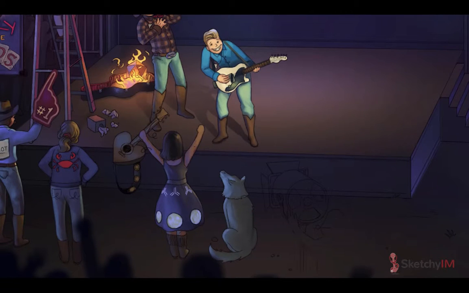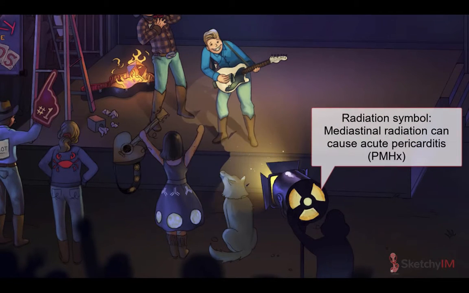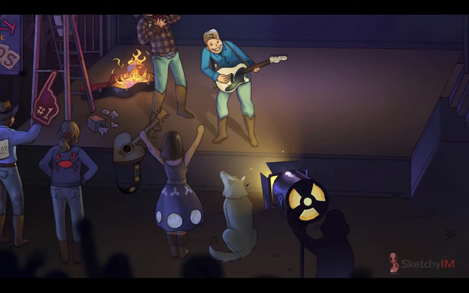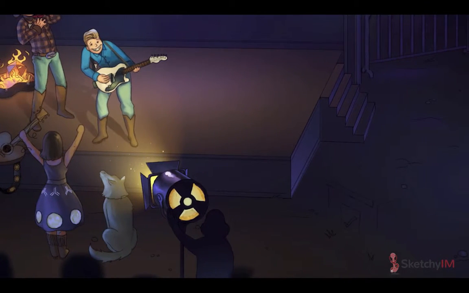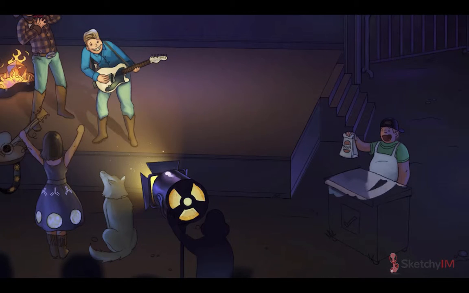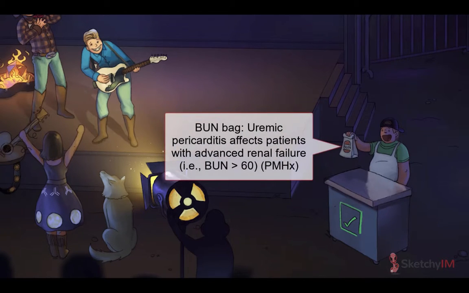Mediastinal radiation therapy, represented by that radiation symbol in the lights, can also cause pericarditis. Chronic hemodialysis or end-stage renal disease prior to dialysis initiation can cause uremia, which can cause uremic pericarditis. This is often seen when the BUN is super high, like greater than 60. Hence our recurring sketchy symbol, the BUN bun bag. An important part of this complete country festival. Breakfast. Whatever. You know.